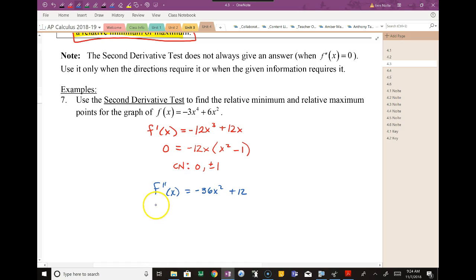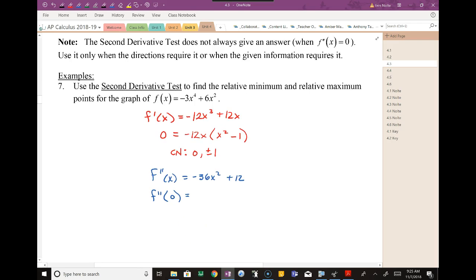Okay, so all I'm going to do is take those critical values that I just found and plug them into my second derivative to figure out if my concavity is positive or negative. If I plug 0 in, what do I get out? I get a 12. All I care about is that this is a positive concavity. A positive 12 tells me I have a happy face concavity. So what is happening at the value of 0? Is it a max or a min? It is a min.